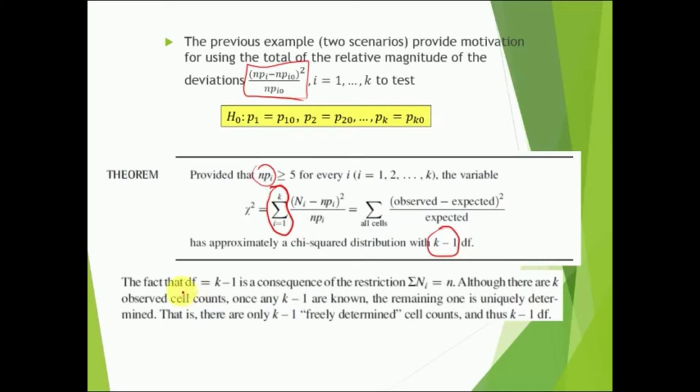The fact that the degrees of freedom is k minus 1 is a consequence of the restriction that the sum of all the observed frequencies is equal to the number of trials. So although there are k observed cell counts, once any k minus 1 are known, the remaining one is uniquely determined. That is, there are only k minus 1 freely determined cell counts, and thus k minus 1 degrees of freedom.